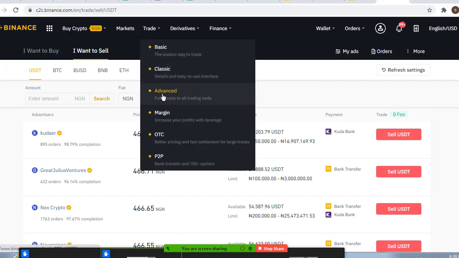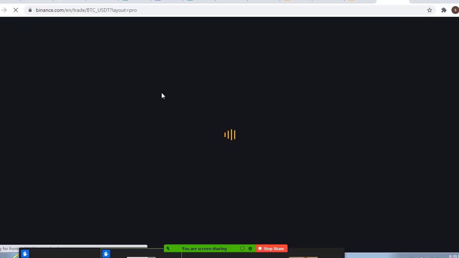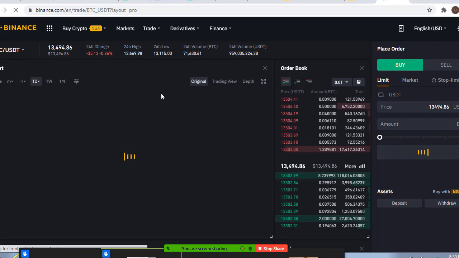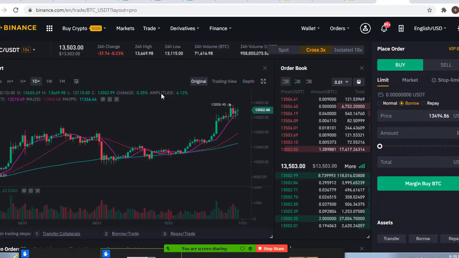So this is one of the methods. P2P trading is one of the methods, and you just look at your chart without actually trading. You deposit your naira, and then when it goes up, you sell it back.